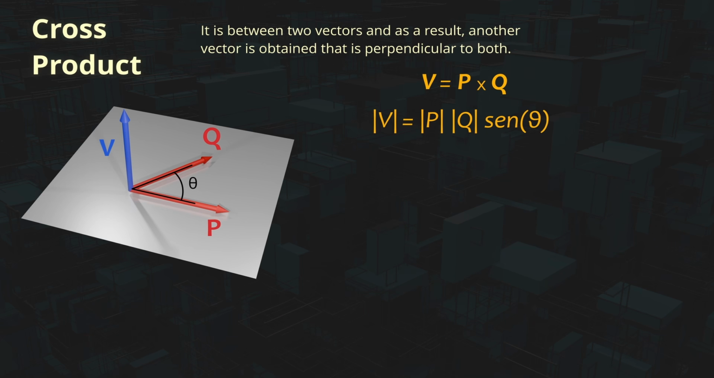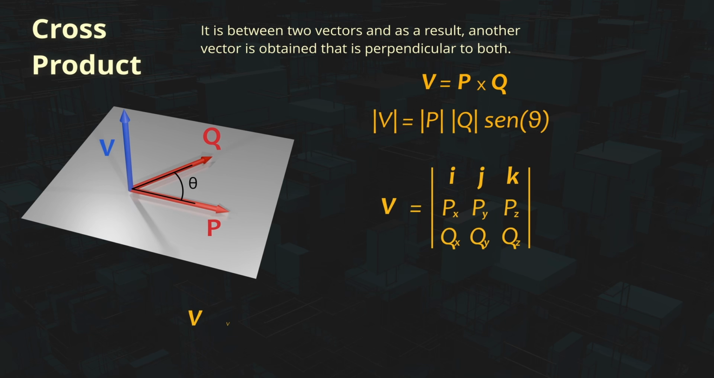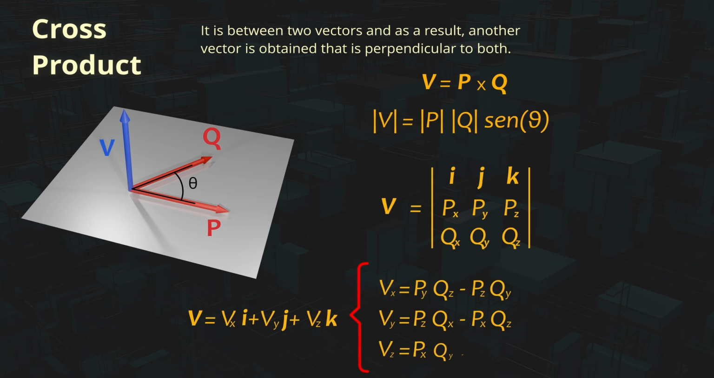Another way to calculate the vector product of two vectors expressed in rectangular components is by using the following formula, where Px, Py, Pz are the components of vector P in the x, y, z axes respectively. Qx, Qy, Qz are the components of vector Q in the same axes. If we expand the terms to calculate the determinant of the matrix, we obtain the following expressions. This formula allows us to calculate the vector product without needing to know the magnitudes, directions, or angles between the vectors.